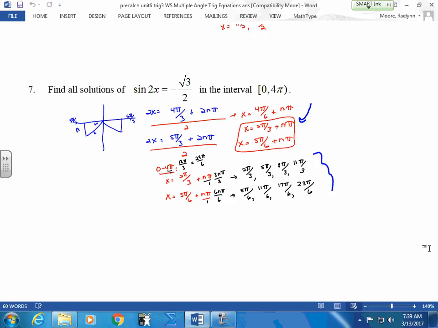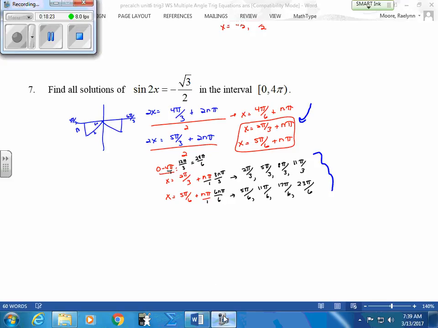Make sense? It looks a little odd that we have 2 different denominators, but it's just the way it reduced. Questions at all? No questions. Okay. This is technically the end of trig.